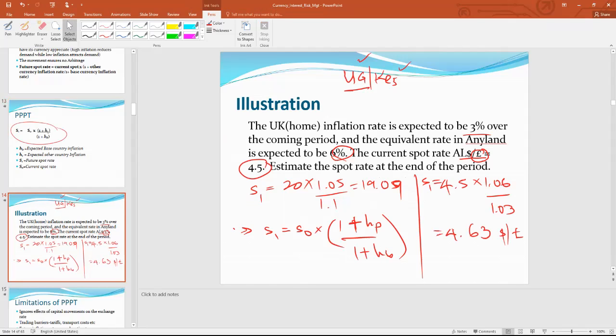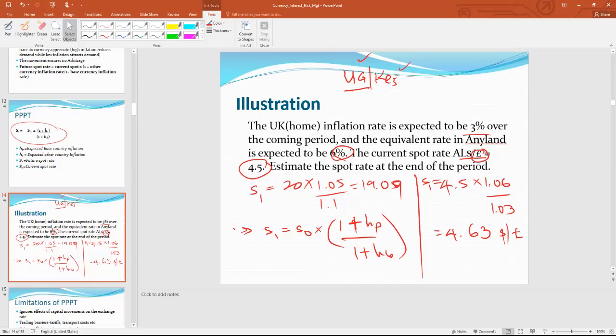I did 1 sterling is equal to 4.5. Is that dollars? Yeah, dollars. Then I converted the 1 into 1 times 1.03, and 4.5 times 1.06. Yeah, I get it. And then I changed that into 1 again.